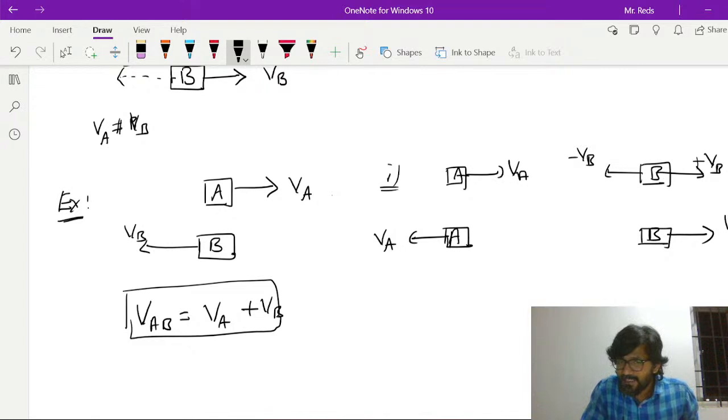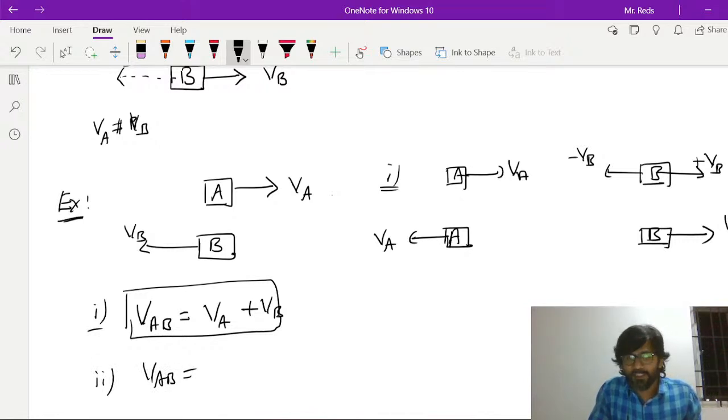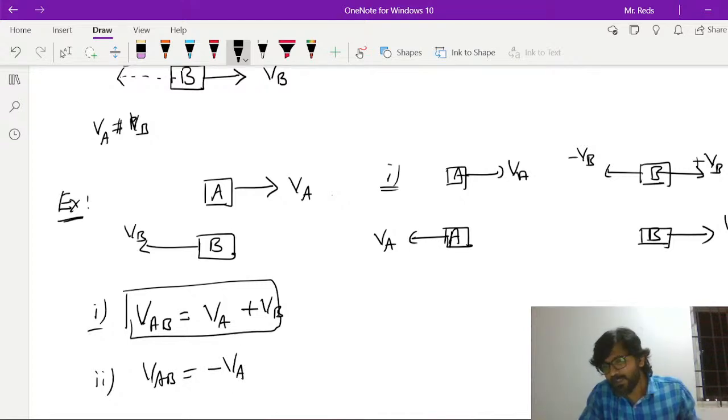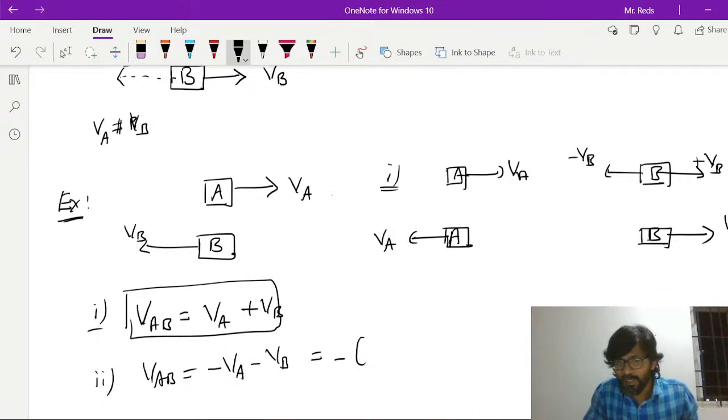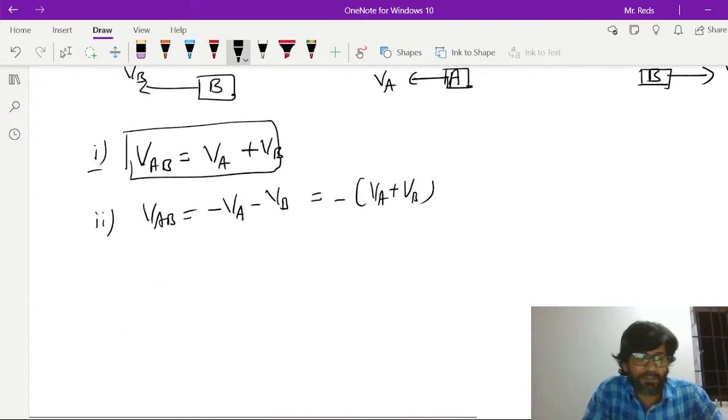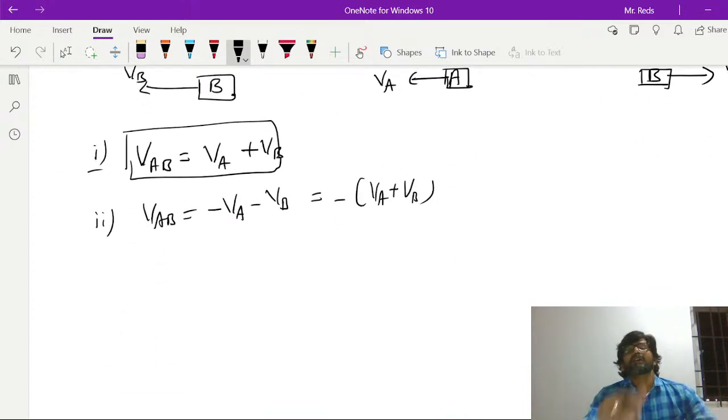Whereas in the second case, VAB is equal to: A is already in the negative direction, so we have to take minus VA plus the reverse velocity of B. B is in the positive x direction, so the reverse velocity will be in the negative direction. So minus VB, VA minus VB. You can take this as minus of VA plus VB. So the net velocity will be in the negative direction, towards the left. That is how you have to understand this. So that is briefly how to deal with the relative velocity part.